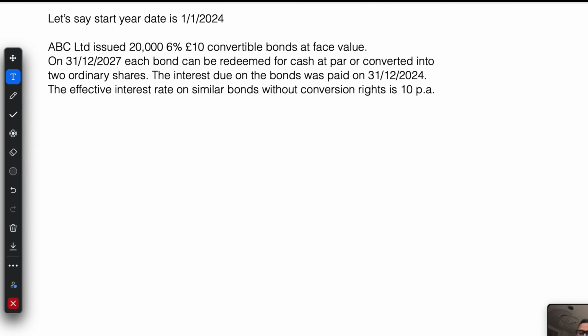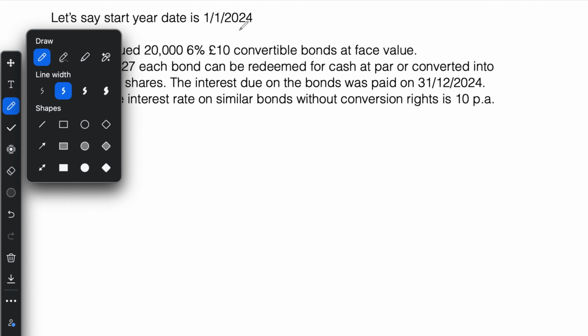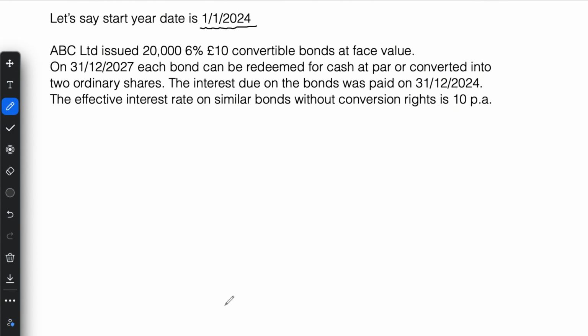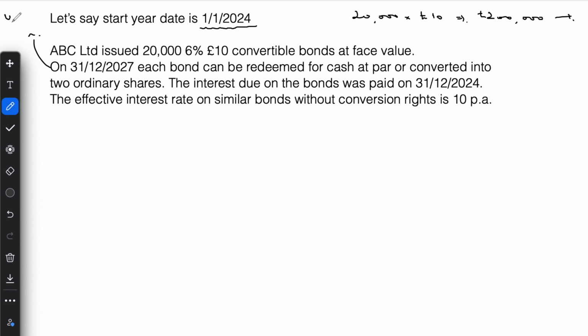Let's say the start date is 1st of the 1st 2024. ABC Limited issued 20,000 6% £10 convertible bonds at face value. So 20,000 times 10 is 200k. They raised cash of 200k. On 31st of 12, 2027, 4 years, the life of the bond is 4 years.